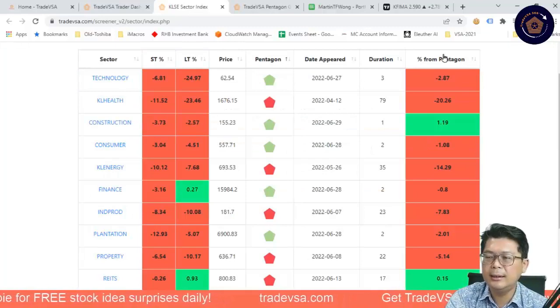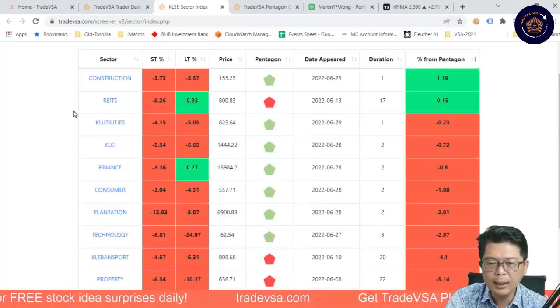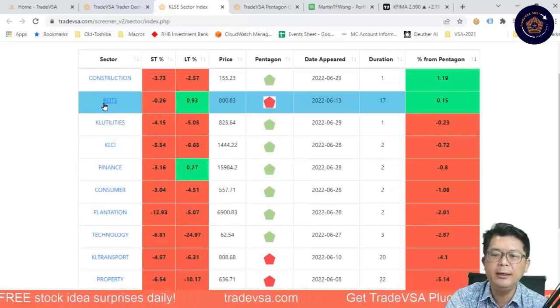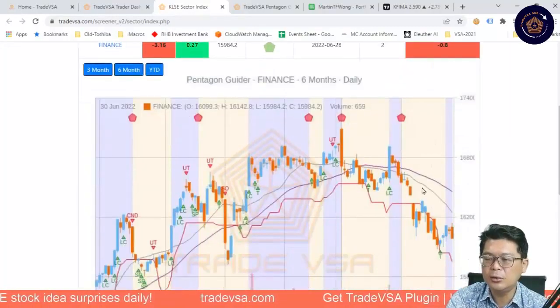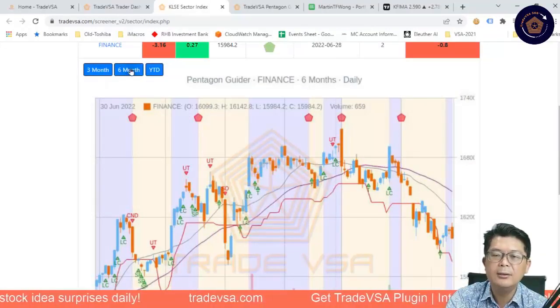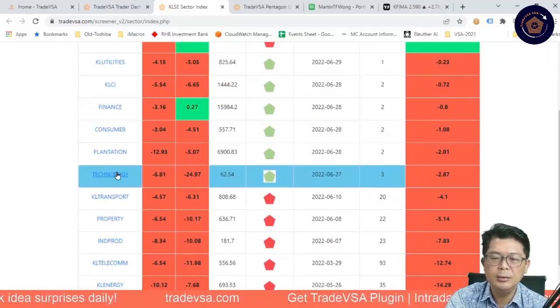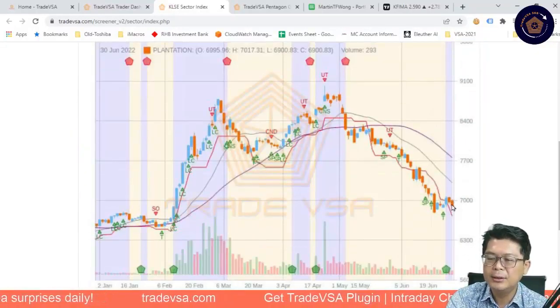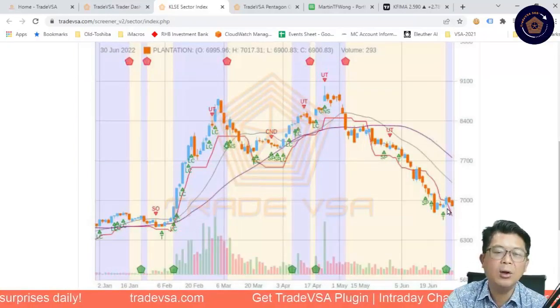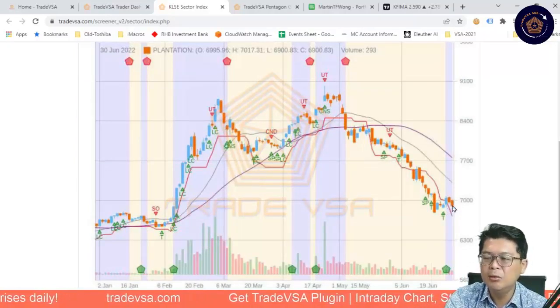Let's take a look at some of these. You can see the green Pentagon, those started off. Construction has turned green. REITs, utility, KLCI, that's one. Finance has also turned green too, you can see, right? So that is a big heavyweight of the market. Consumer, technology, plantation has also turned green, but still holding up this level, not really going higher. So it has stopped this movement in here.